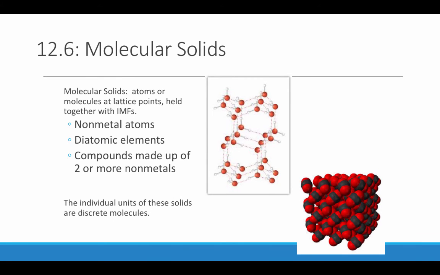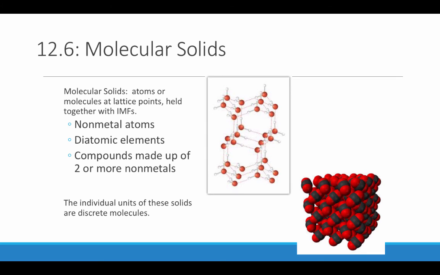Finally, our fourth type of solid is a molecular solid. In a molecular solid, atoms or molecules are at the lattice points, held together with IMFs. It's the intermolecular forces that set molecular solids apart from covalent network solids. Here we see that each molecule, held together internally by covalent bonds, is held to its neighboring molecules with intermolecular forces, as we see here with this example of water, or here with this example of carbon dioxide. Here, dispersion forces hold each CO2 molecule to its neighbors. Here, hydrogen bonding holds each H2O molecule to its neighbors.